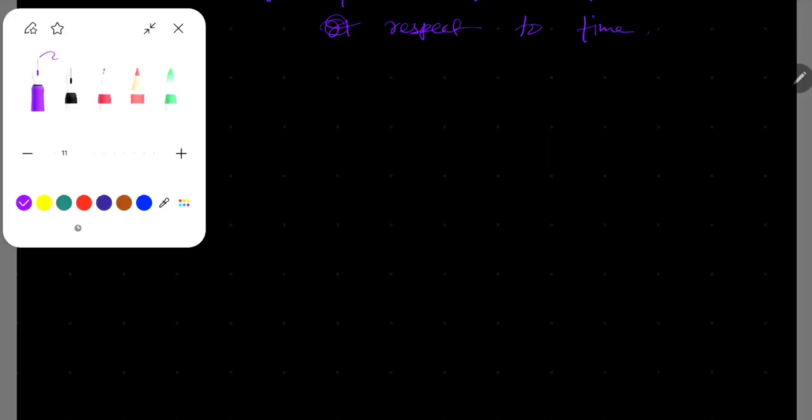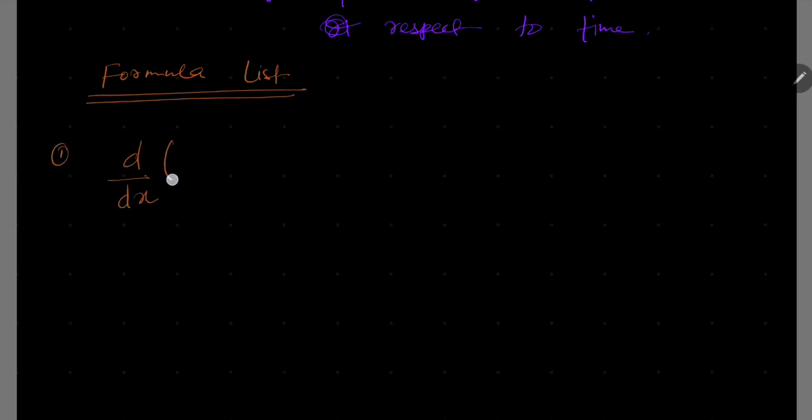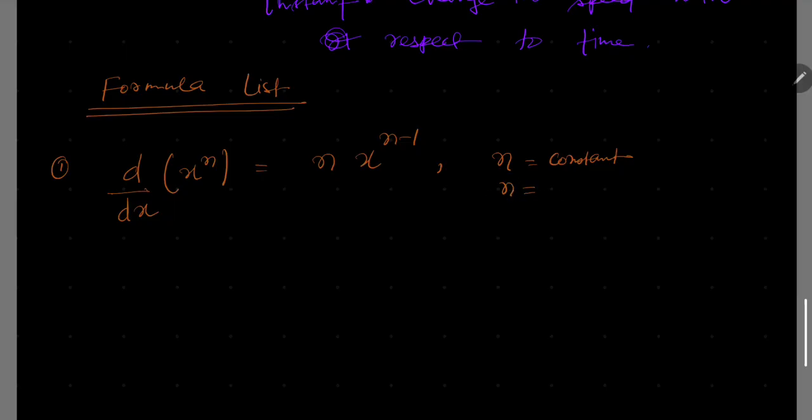So we are here to create a formula list, a very small formula list, which you have to remember in a proper way, so that you can have the ability to solve questions based on differentiation. Formula list. Let's say first formula: differentiation with respect to x of a function x raised to n will be n times x raised to n minus 1. Here n is a constant, and n is not equal to 0.